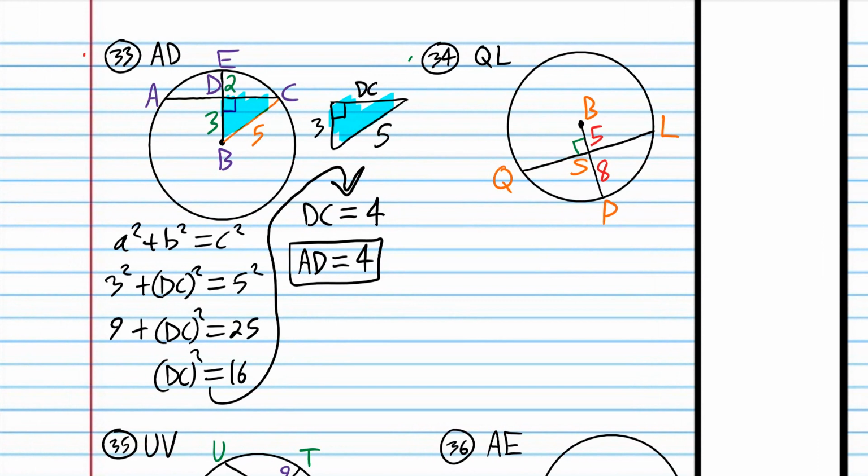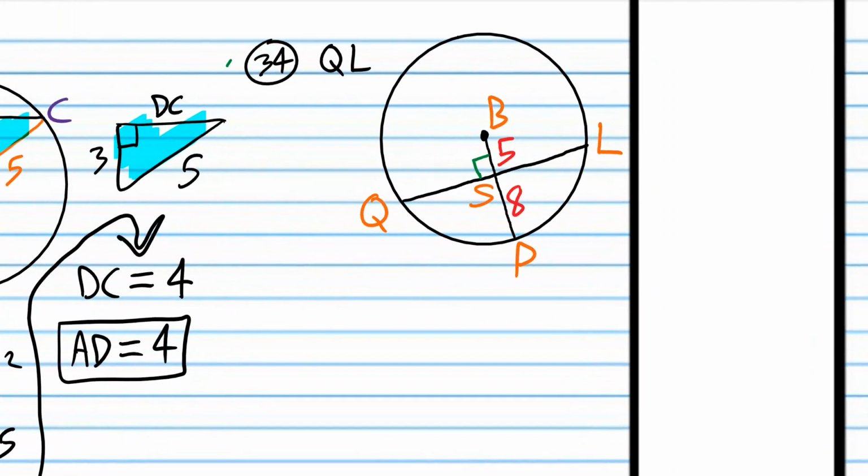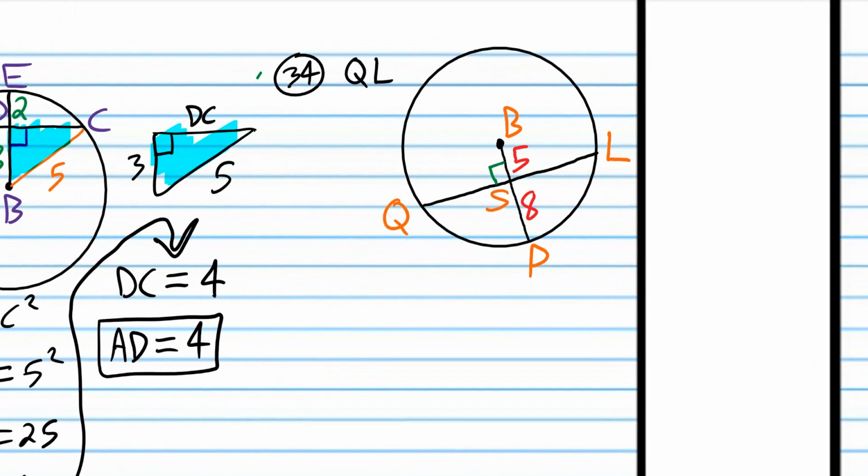Let's try number 34, and then you can do one on your own in the next problem. Now, we know that this is a radius, and we know it's perpendicular. So we know that this length is equal to this length based on the theorem that we were using before. But we don't know what QS is. We don't know that length.